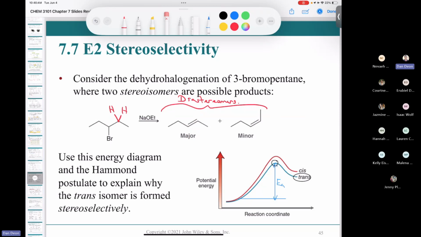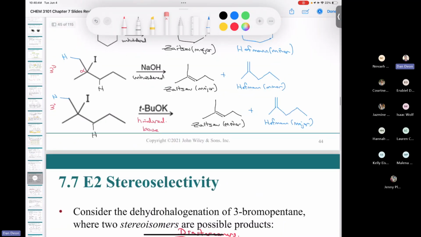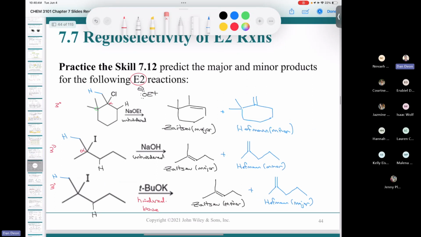Give me a thumbs up if the word selective makes sense to you. Selective means you're going to get more than one thing, like at a buffet, but you're going to get one thing in a greater quantity than another. That's what all this was about: Hofmann and Zaitsev, major and minor, minor and major. It is selective for one over the other.